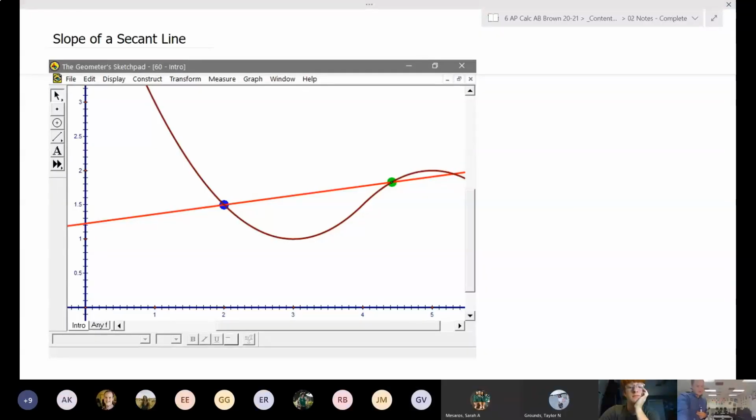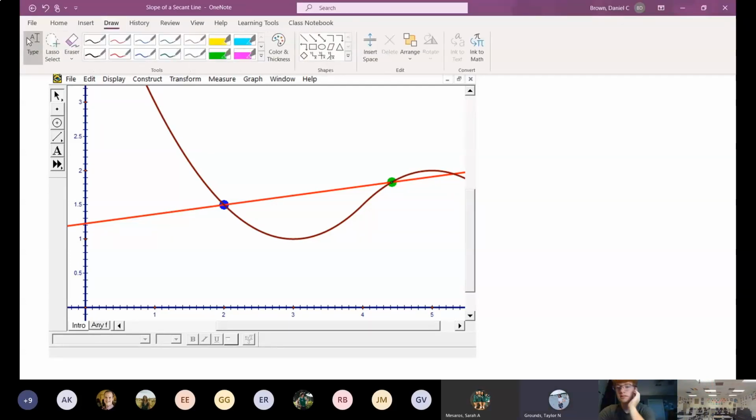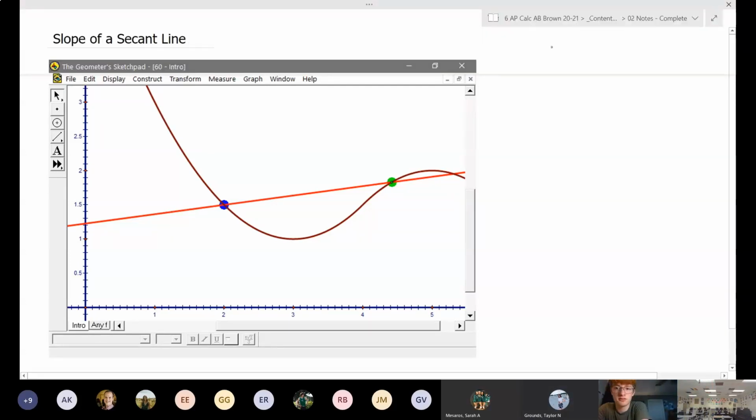Someone knows. What's a secant line? When it comes to a circle, that'll be your hint. When it goes through two different times. So like in geometry, you said you had a circle and a secant went through 2 times, and that was the geometry definition of a secant.